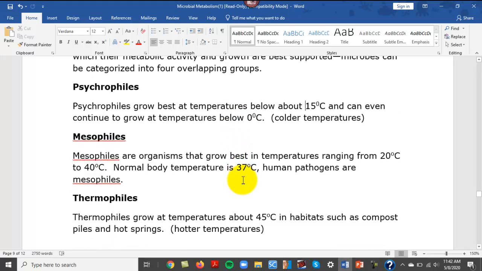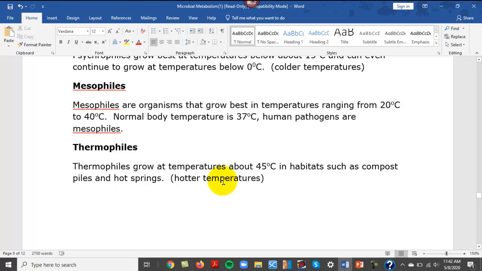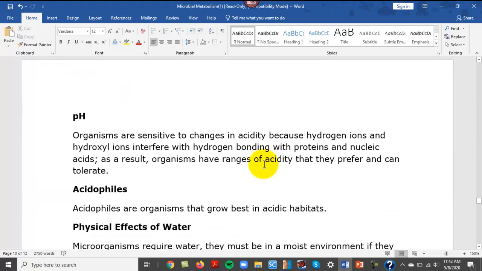Mesophiles prefer body temperature type temperatures. They're usually the ones that make us sick. They grow best at moderate temperature. Thermophiles can survive high temperatures. 45 degrees Celsius is pretty hot. That's 100 plus 15 degrees Fahrenheit, really hot.